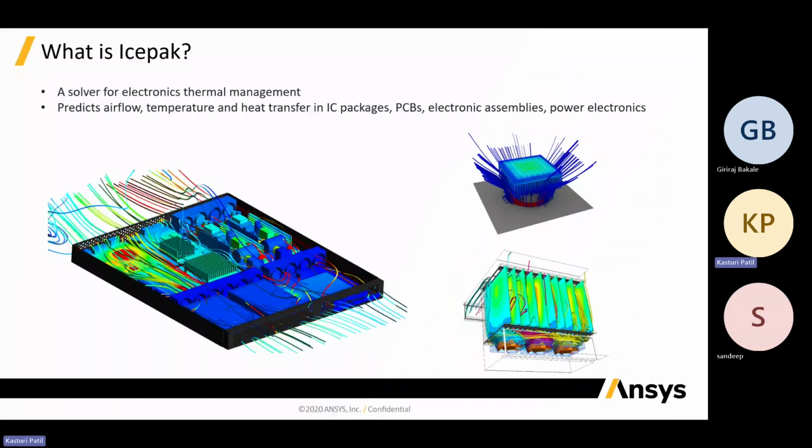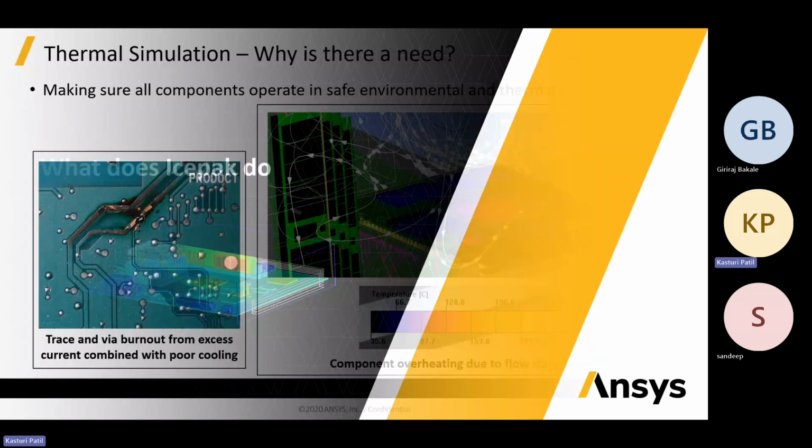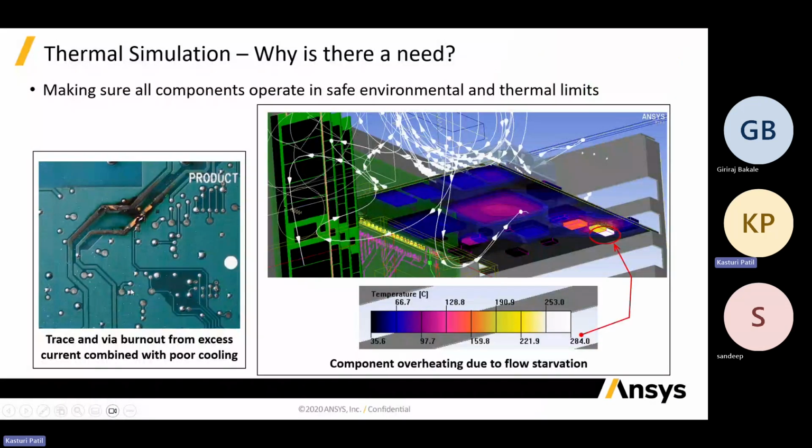This is the workflow. IcePak is again a CFD solver. It predicts airflow, temperature, and heat transfer for PCBs, electronics assemblies, and power electronics. You can see this is one case study. This is the burned PCB. This is the backside of the PCB, where you can see transmission lines or tracks.